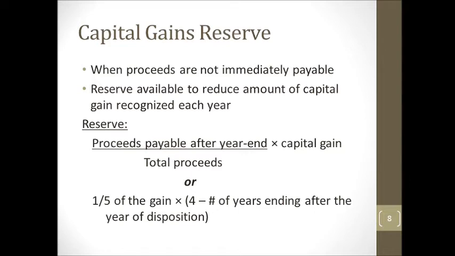However, when we look at the first amount here in the formula, the first amount says that if the proceeds are collected faster than 20% per year, the reserve will be based on the actual amount of uncollected proceeds remaining.